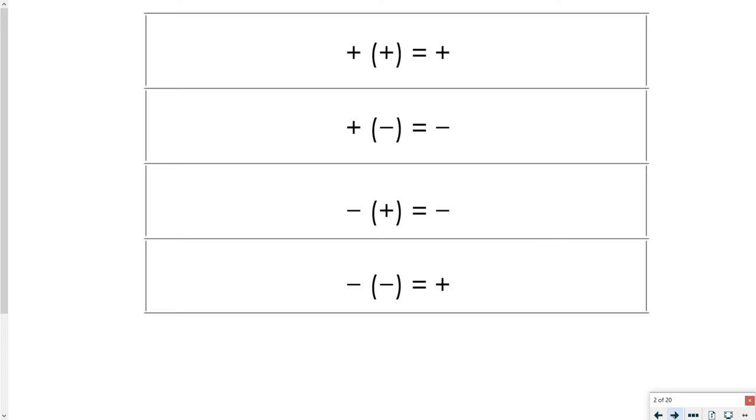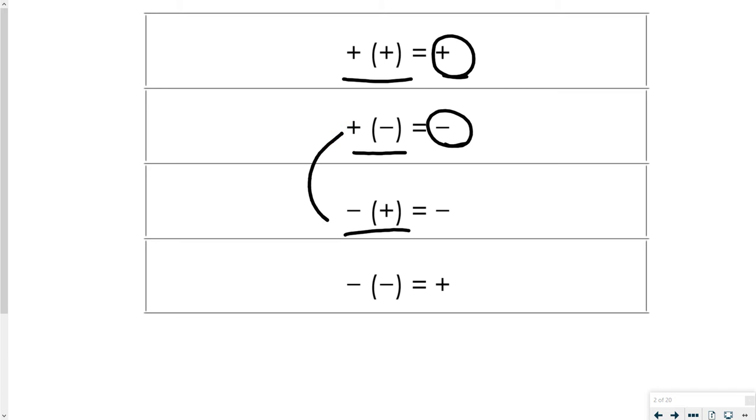So this is a chart that you probably want to write down, okay? Two positives make a positive when you're multiplying. That's what it means when they're smushed up against each other like that, right? That means multiply. A positive times a negative will give you a negative. And a negative times a positive, remember, these two are going to end up being the same because in multiplication it makes no difference which one comes first, and it will also give you a negative. And then negative times negative will give you a positive.